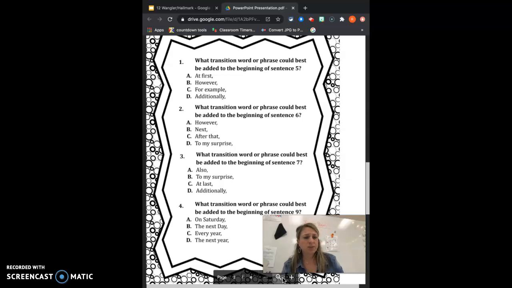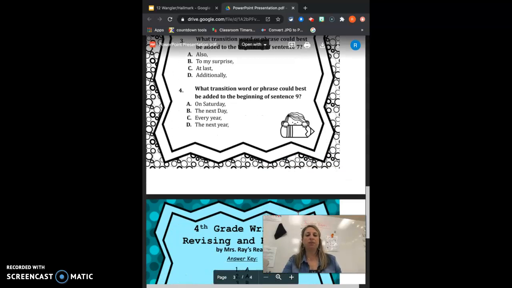All right, sentence 6. So we just read sentence 5, but my disappointment soon turned into pure happiness. She encouraged me to give it a try. So, however, she encouraged me to give it a try. Next, she encouraged me to give it a try. After that, she encouraged me to give it a try. Or, to my surprise, she encouraged me to give it a try. So which one of these do you think?